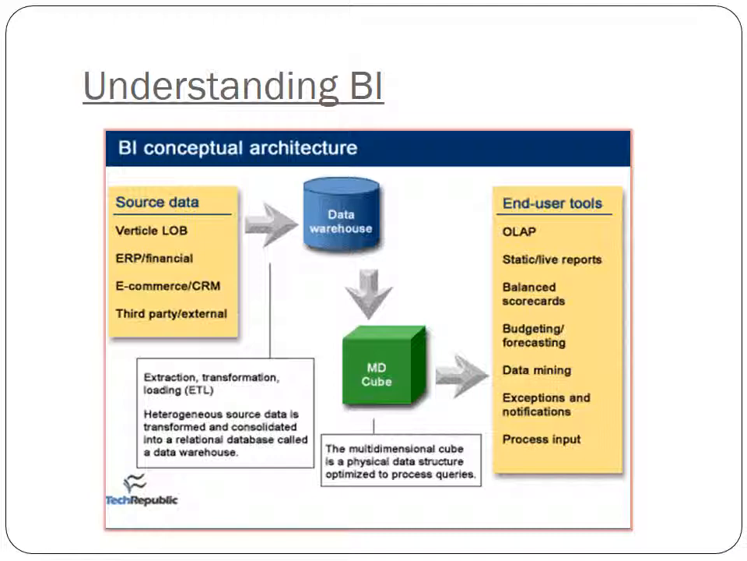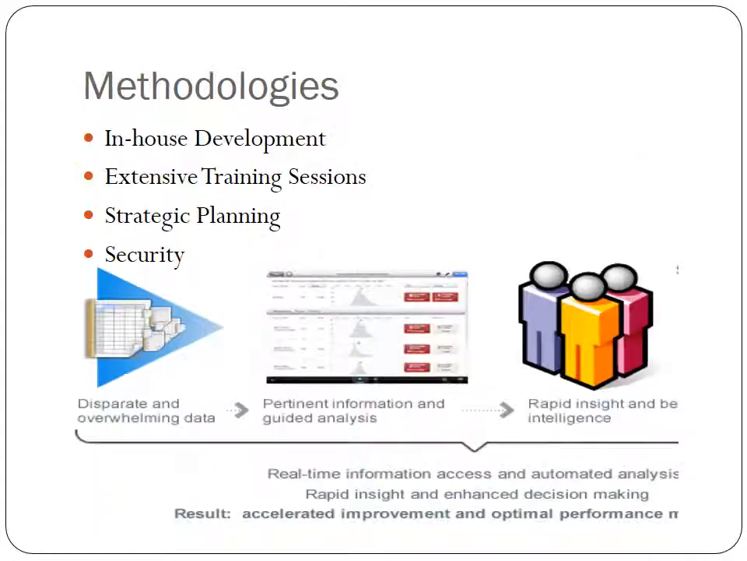The image above shows the business intelligence architecture. The first step is to collect the raw data from the different sources and store it in the data warehouse. Raw data is then processed in a multi-dimensional cube and transformed into useful information. Once the data is converted into useful information, it is used in different end user tools like OLAP, static and live reports, balanced scorecards for budgeting and forecasting, data mining, etc.